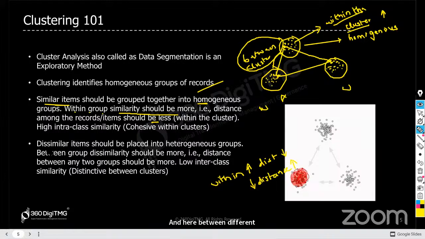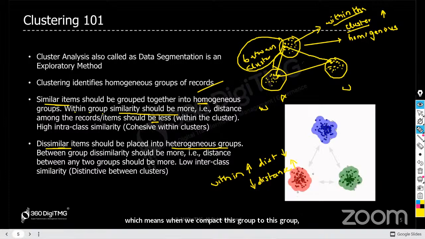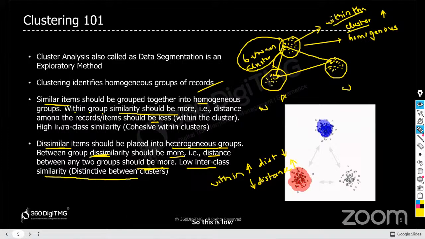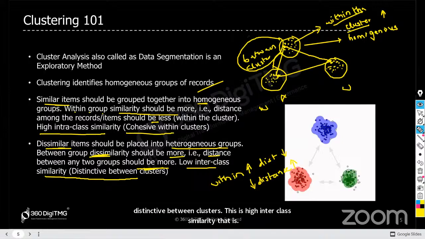Dissimilar items which are not similar are called heterogeneous groups. When we compare this group to this group, they do not have similarity, which is why they are in different groups. That is heterogeneity. So between the groups, the dissimilarity should be more. Similarity will be less, which means dissimilarity is more and the distance will always be more. This is low interclass similarity, which is distinctive between clusters. This is high intraclass similarity, which is cohesive within the clusters. You have to remember these names.